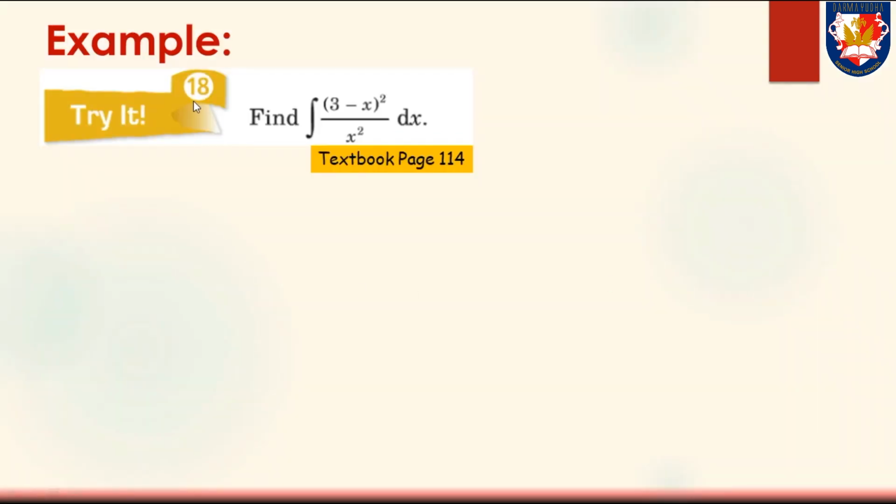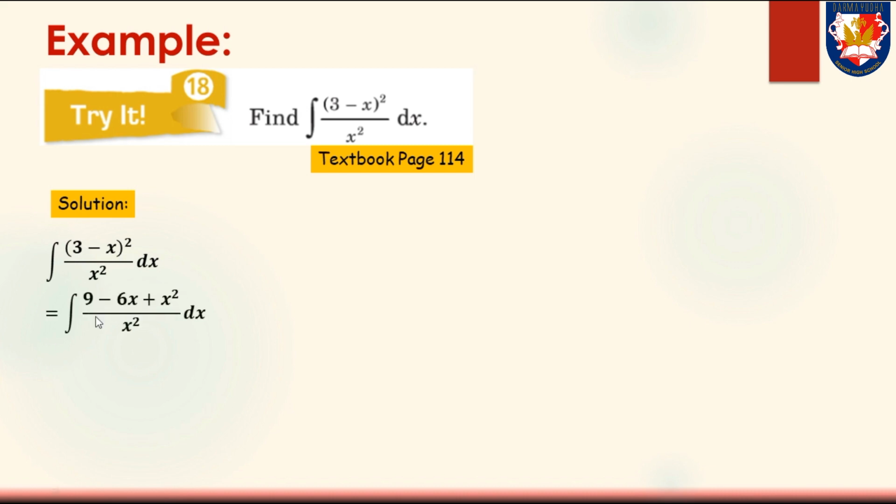See an example. Try 18. Find the integral of 3 minus x squared over x squared dx. And here is the solution. The integral of 3 minus x squared over x squared dx equals the integral of 9 minus 6x plus x squared over x squared dx. And then separate this fraction, it will be the integral of 9 over x squared minus 6x over x squared plus x squared over x squared dx.